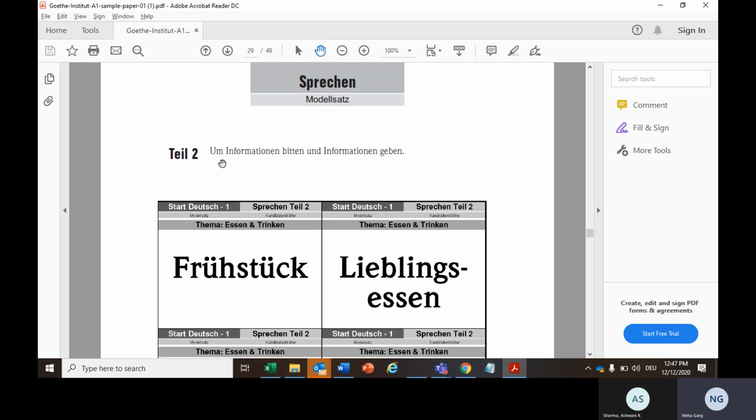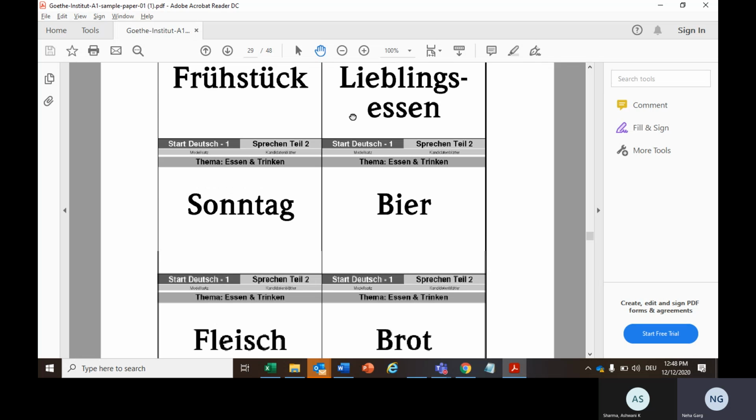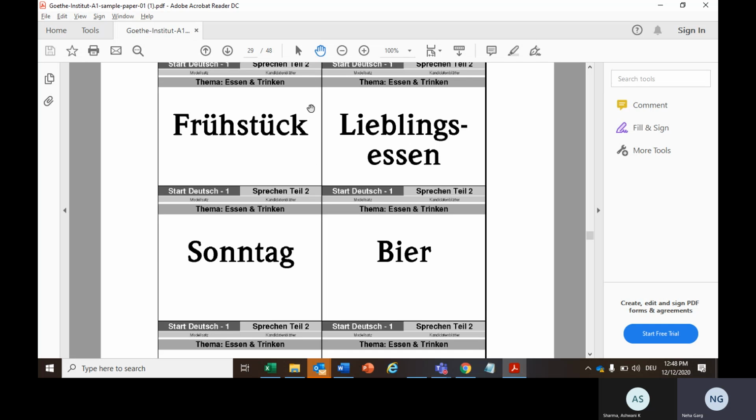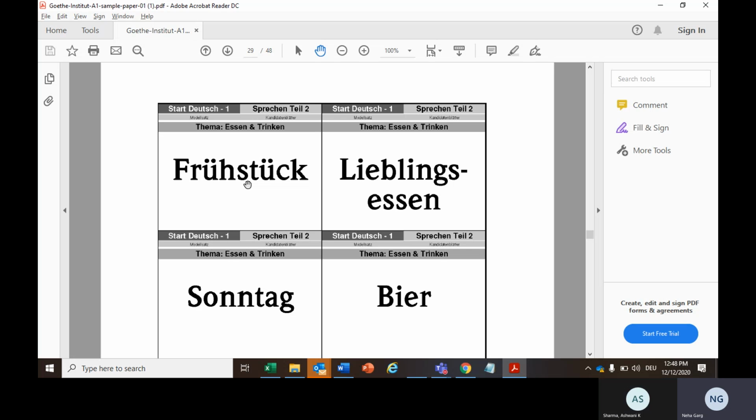Now here, what you have to do is Informationen bitten, either ask for the information or request the information, oder Informationen geben, or just give the information. Both of you will have the same card. There is one theme, Essen und Trinken. The whole card has one theme, and then there are different words given. We two have to decide who is going to speak on this, or it's already decided. It's basically spontaneous. Maybe the invigilator will tell you who will start. The invigilator will be the moderator, basically. They will keep guiding you on who will start and what you have to do.